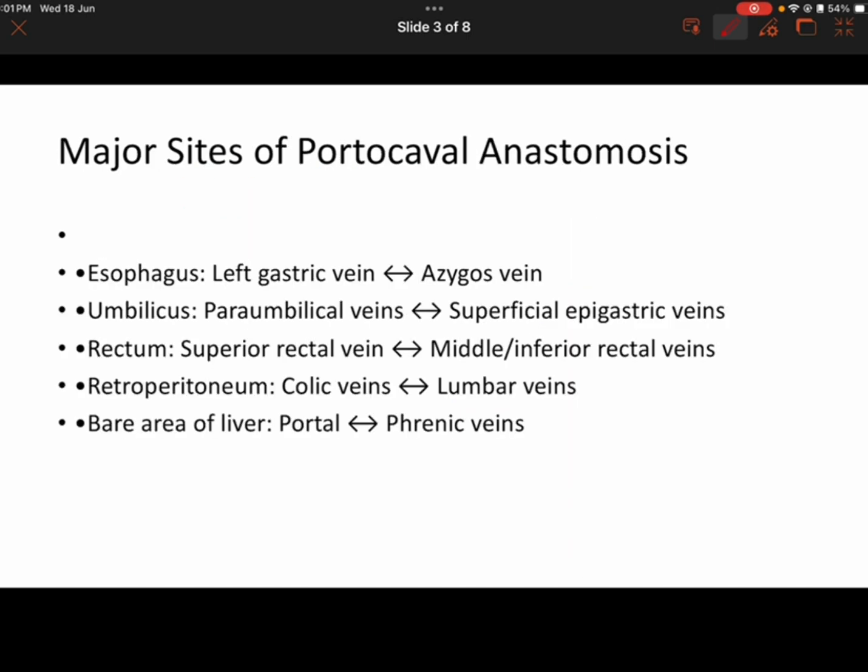So what are the major sites of portocaval anastomosis? We have the esophagus, where left gastric vein and azygous vein form the anastomosis. Near the umbilicus, the paraumbilical veins along with the superficial epigastric veins form the connections. Behind the rectum, in the retroperitoneum and bare area of liver.